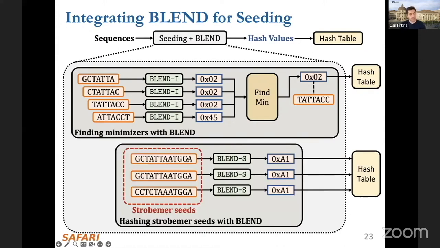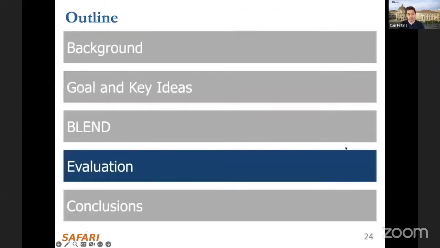Another seeding mechanism that we use with blend is the strobemer seeds. We take the strobemer seeds as is after linking the k-mers, and then we use the blend technique to generate the hash values of these strobemers, and then we use the hash tables to store or query. With that, I covered all the mechanisms in blend. Now I'll go over the evaluation part.